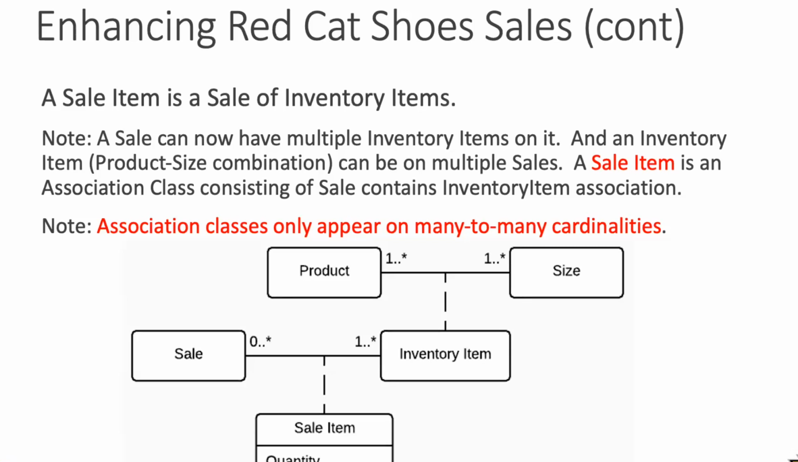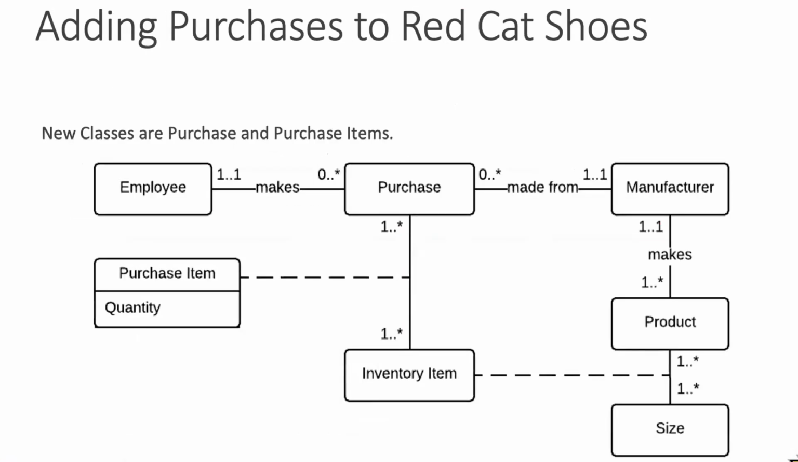So for example, customer A, Jose, purchases sandals with size 7, how many? 3 pairs. So the quantity of 3 pairs can be considered the sale item as well. When you see the full picture of the class diagram, it makes more sense for you.